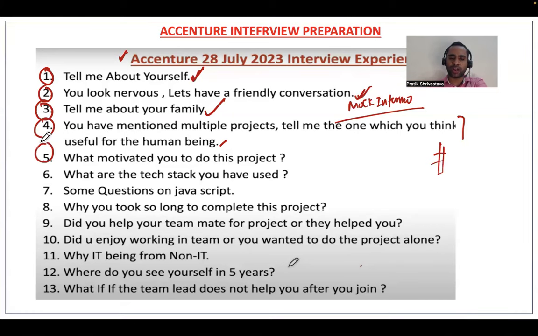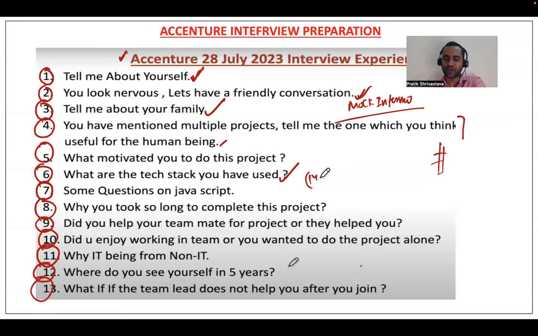Then, what motivated you to do this project? What tech stack have you used to do this project? Some questions on JavaScript. Why did you take so long to complete the project? Did you help your teammates for the project or did they help you? Did you enjoy working in a team or did you want to do the project alone? Why IT from non-IT? Where do you see yourself in 5 years? What if the team lead does not help you after you join?